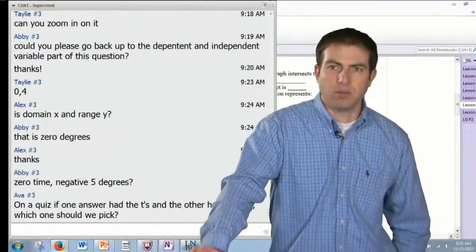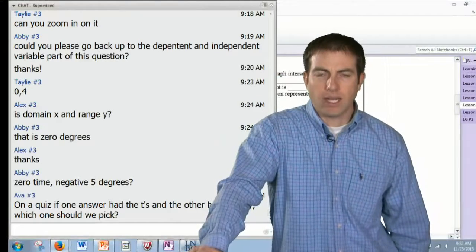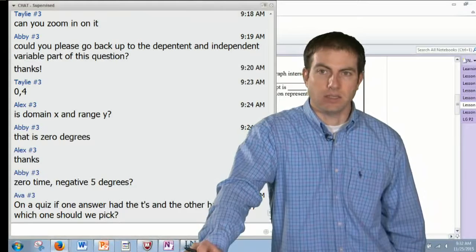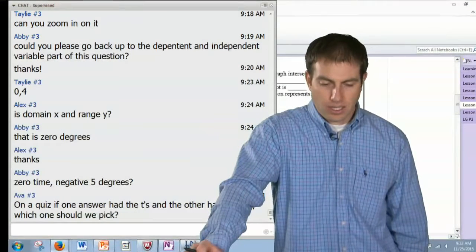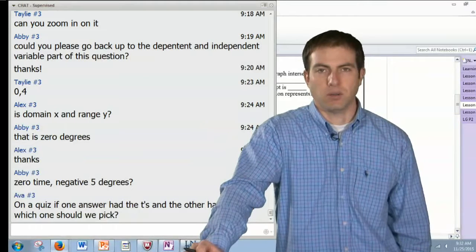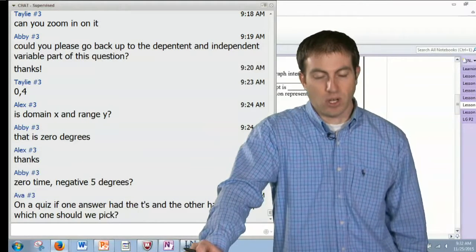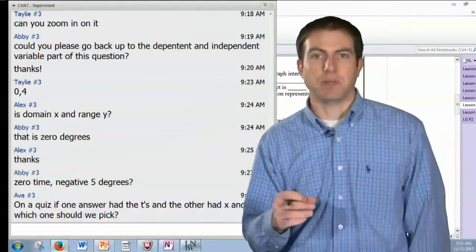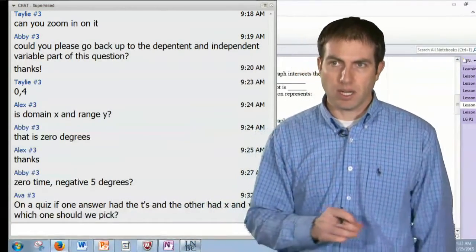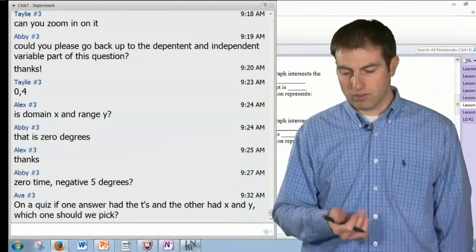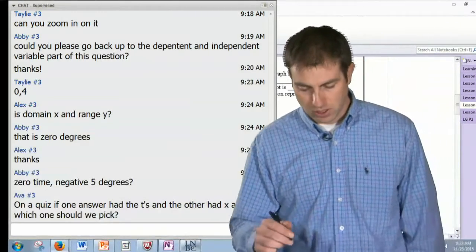Ava's asking a question about if one answer on a quiz had the x and y and one had the t and other t. Generally speaking, you wouldn't probably see one like that. You'd always just have whatever the graph had on it. It wouldn't say x and y if the graph was measuring time and temperature. So you wouldn't encounter something like that, generally speaking.